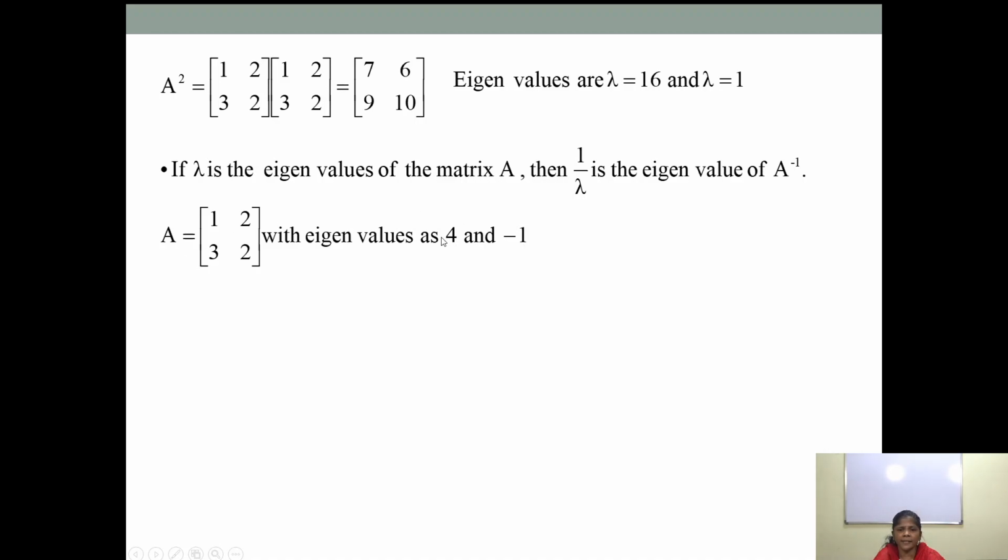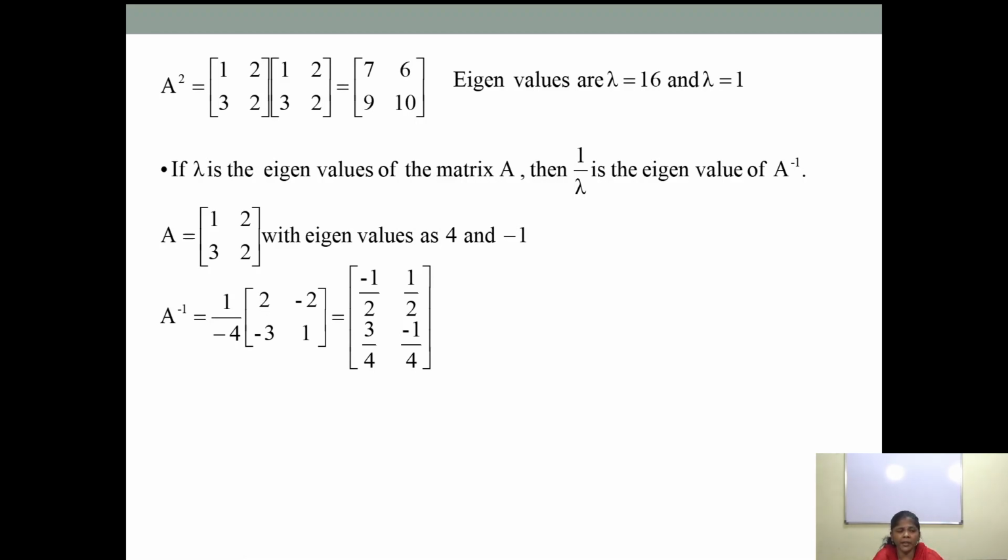A is a matrix whose eigenvalues are 4 and minus 1. Now let us take the inverse of this. As it is a 2 by 2 matrix, let us find the inverse by the adjoint method. Recall, what is the inverse by the adjoint method? It is adjoint upon determinant of A. So let us find the adjoint of this. Now, as it is a 2 by 2 matrix, how to get the adjoint? We can write it directly.